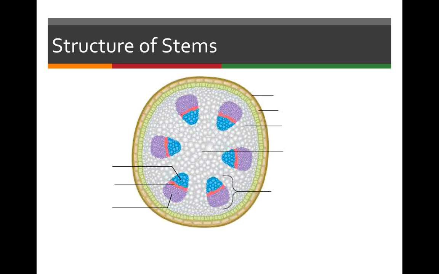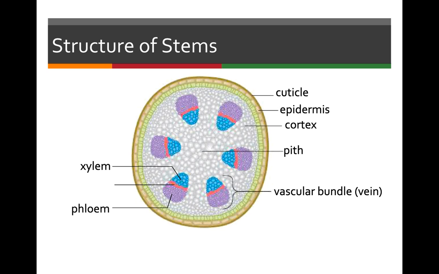If we look at a cross section of a stem, we can see various structures within it. On the outside, just like the leaves, there is a cuticle, and then inside of that is an epidermis. Inside of the epidermis is a region of ground tissue called the cortex, and then in the middle of the stem is the pith, and we'll talk about what the cortex and the pith do in a minute. Then you have vascular bundles or veins that are arranged in a ring around the stem. And the veins are made up of xylem and phloem.